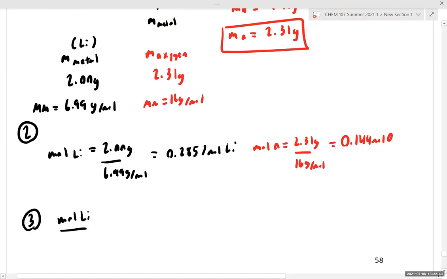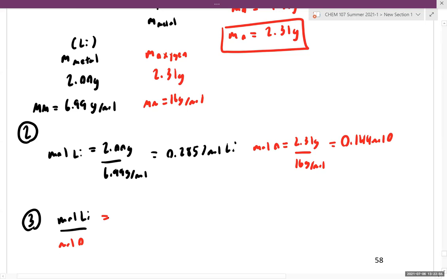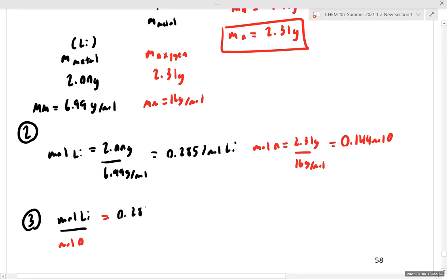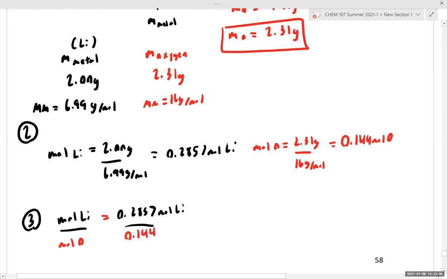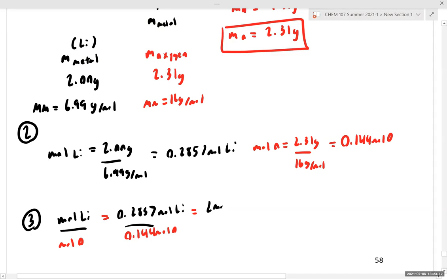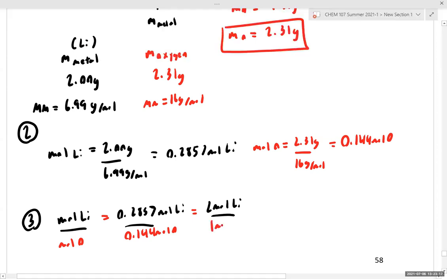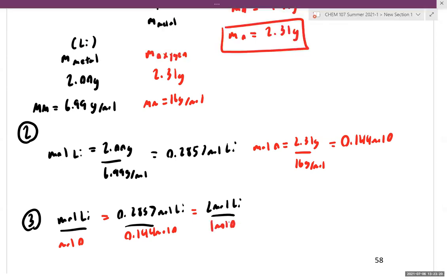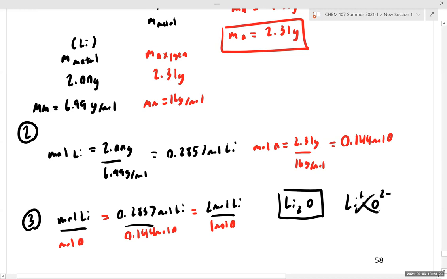Now that we have the moles of each element, we can calculate our mole to mole ratio. So taking the moles of lithium over the moles of oxygen, we have 0.2857 moles of lithium over 0.144 moles of oxygen. That in turn gives us 2 moles of lithium per every 1 mole of oxygen, which gives us an empirical formula of Li2O, which we could have predicted already just using our charge rules.